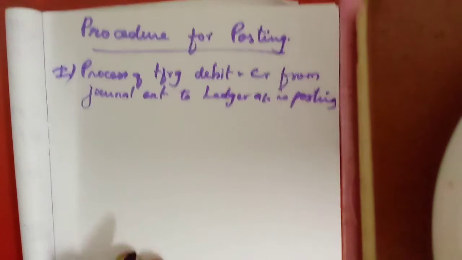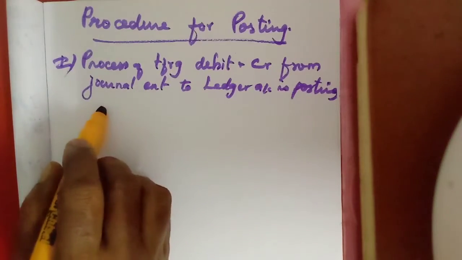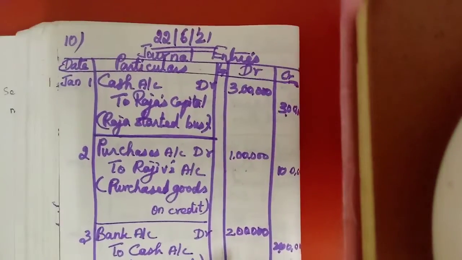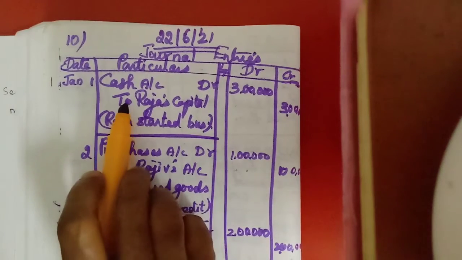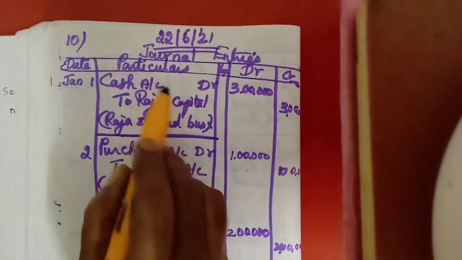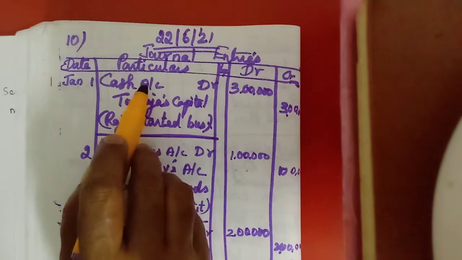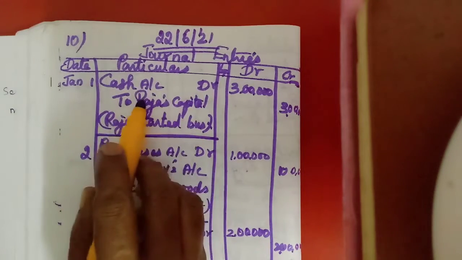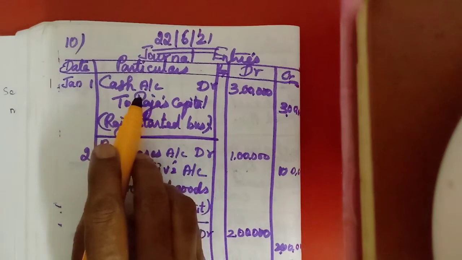Okay, very easy. I will explain it with the journal entry. We have learned journal entries in the previous lesson. I am taking just one example, the 10th exercise. Here, first we should locate the account that is debited in the journal entry: the cash account.